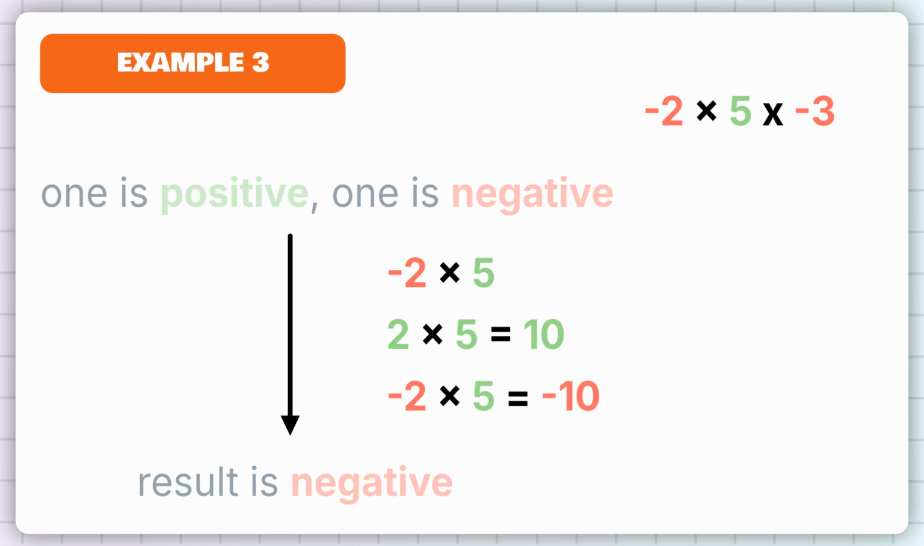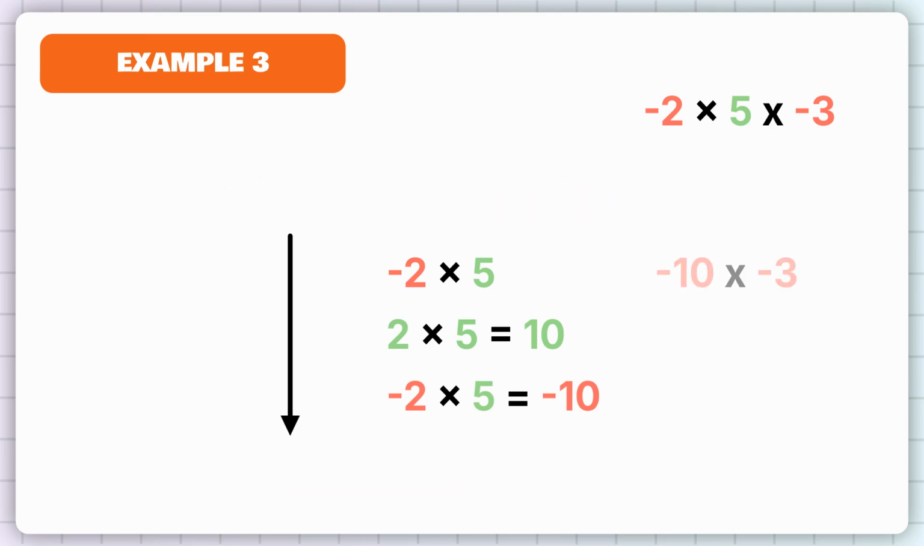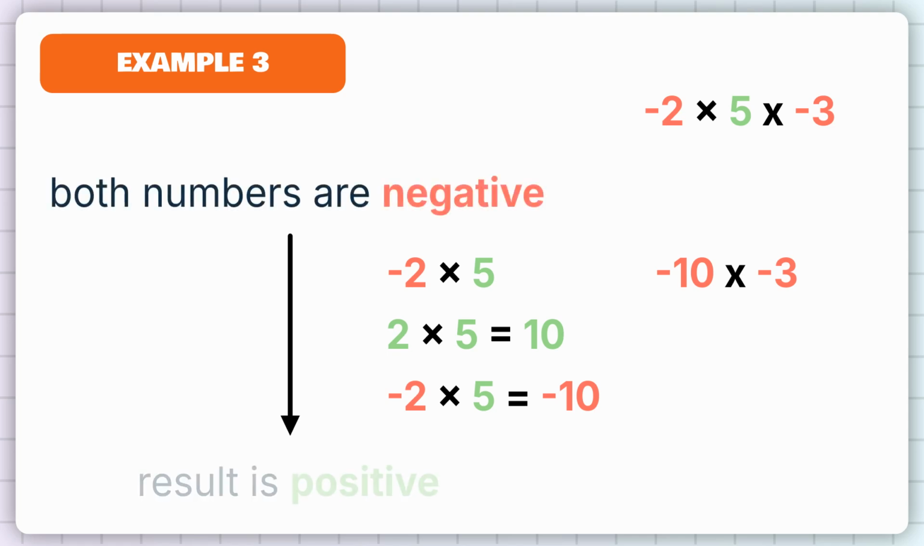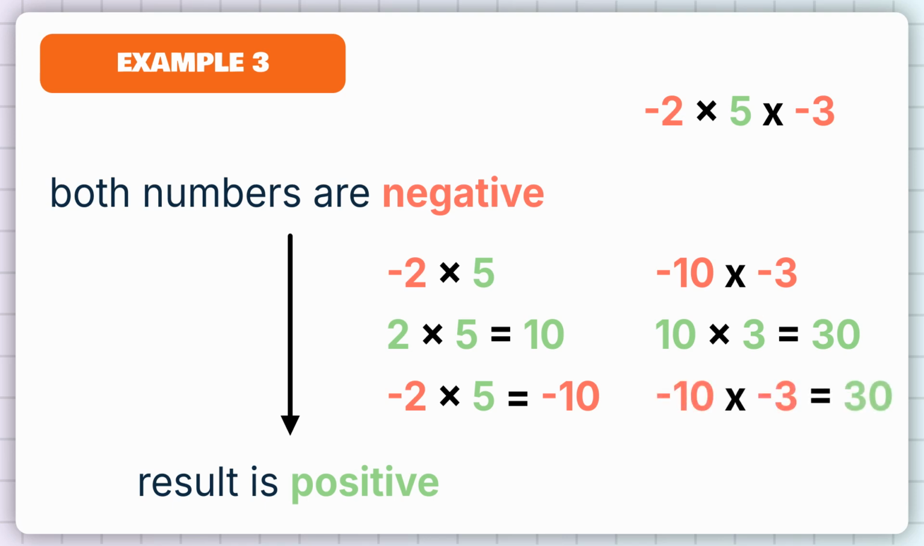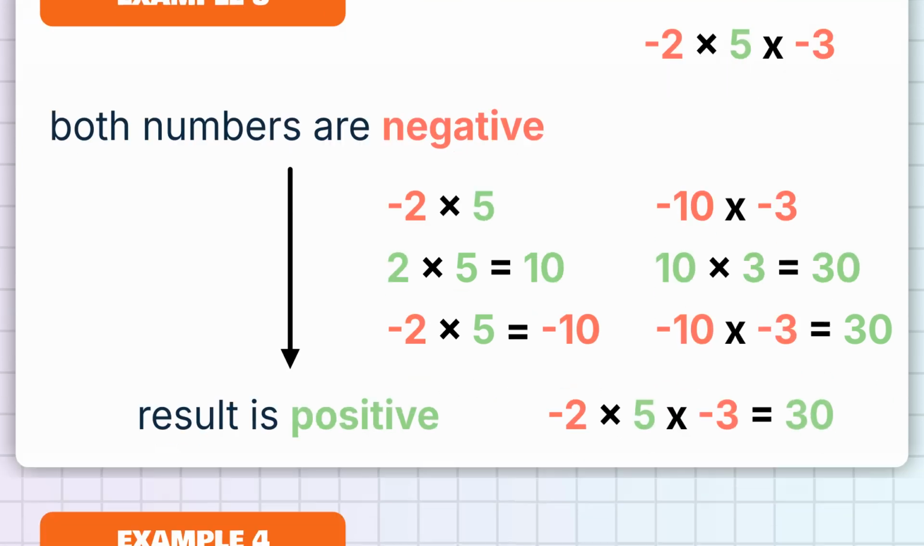Now we can multiply the result by the third number, -10 times -3. The product of two negative numbers is positive. Multiplying the absolute values gives us 10 times 3 equals 30. The final result is -10 times -3 equals 30. So -2 times 5 times -3 equals 30.